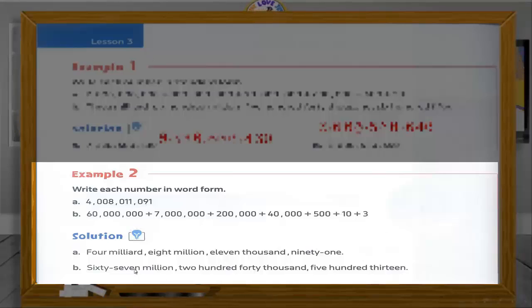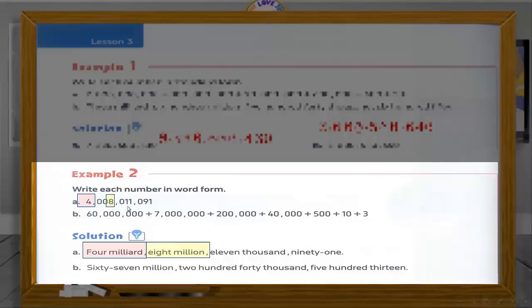To write any number in word form, you should read the number, and after you read each digit or place, write it. We will start from the left side. 4 what? 4 milliard. Okay, write down 4 milliard. Here in the next period we have 8 in 1 million's place, so you should say 4 milliard, 8 million. Write 8 million down.